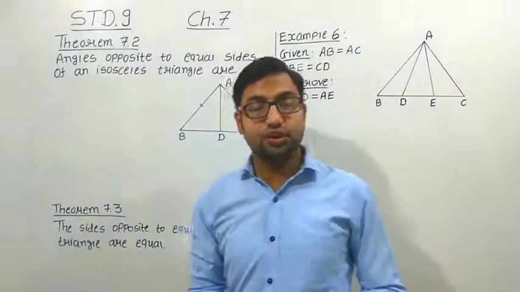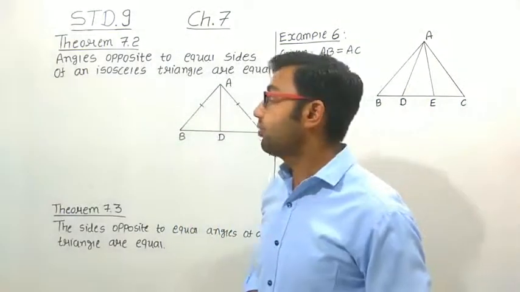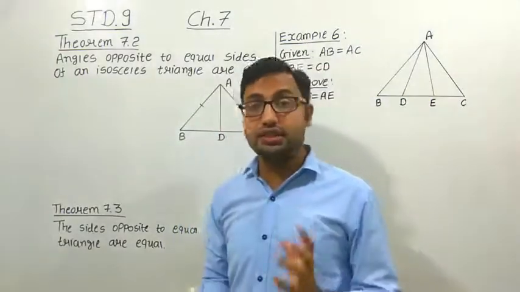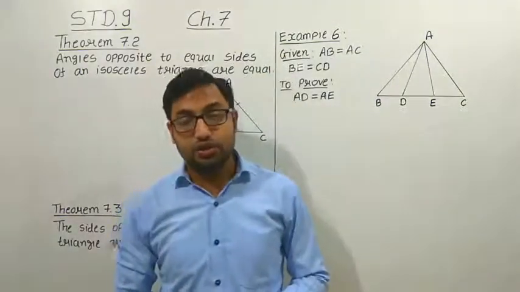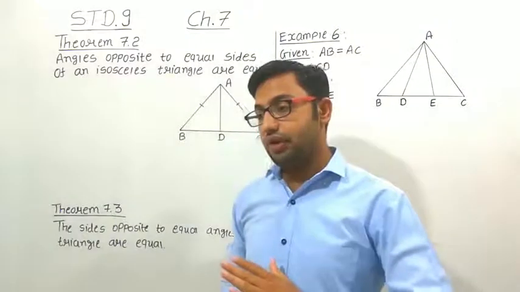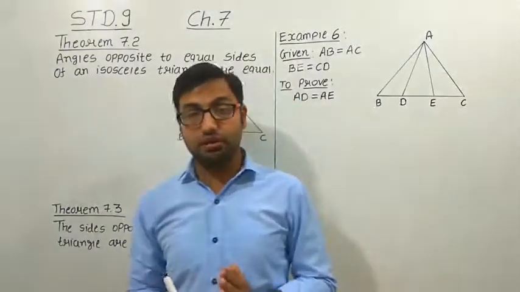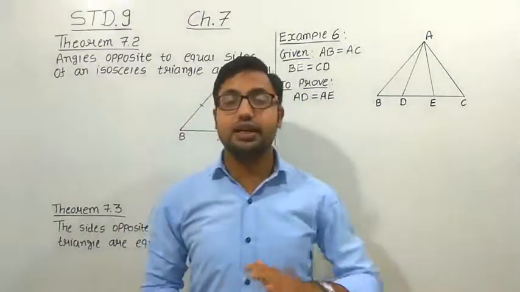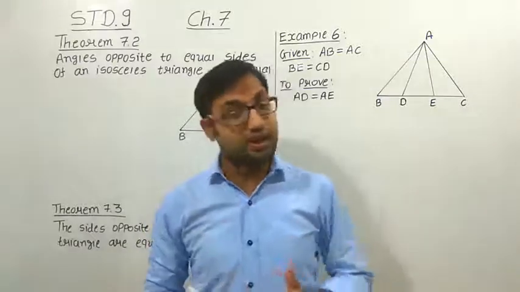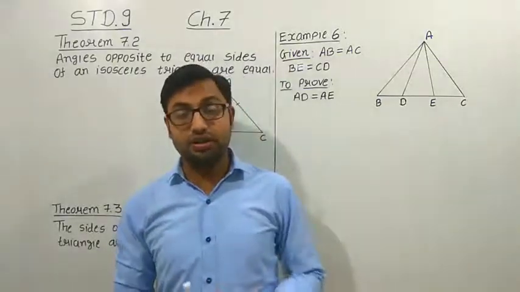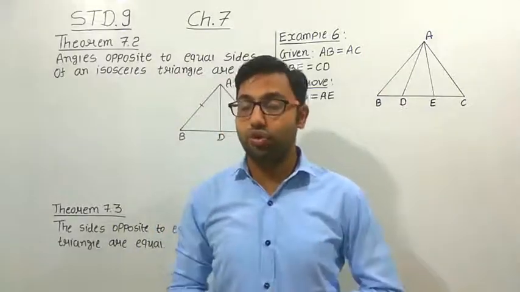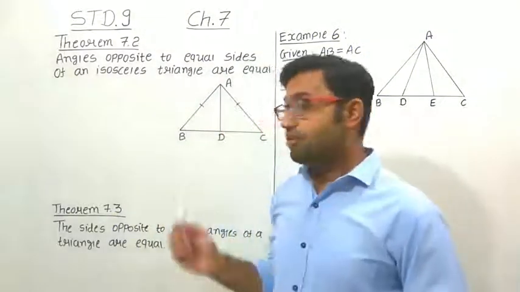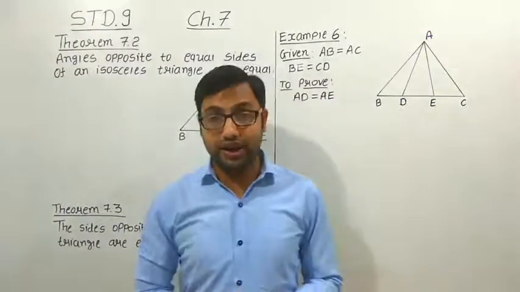Hello students, today we will study theorem number 7.2. This is the topic of standard 9, chapter number 7, triangles. So now we are studying the concepts related to only one triangle. Till now we have studied what is related to two triangles, where we were proving two triangles congruent, right? So this is about the properties of a triangle.